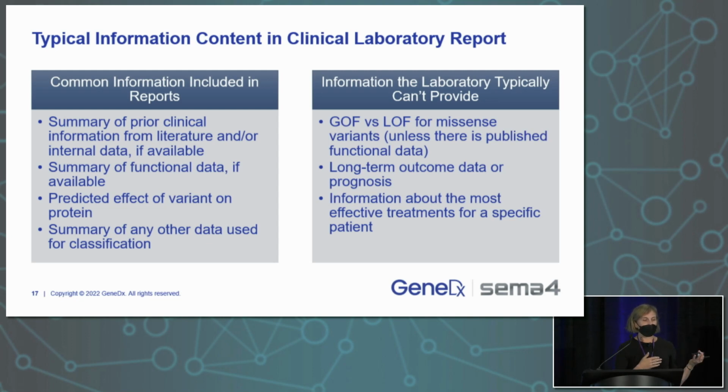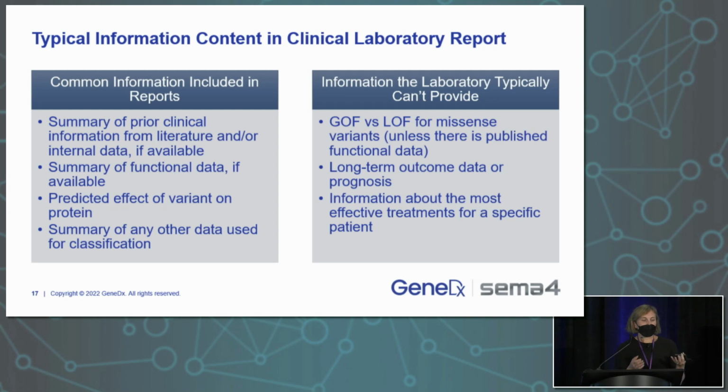Things we get asked about that sometimes we can't provide as a laboratory. Lena mentioned that missense variants can be gain of function, loss of function, or mixed. That's not something that we can tell from the sequencing that we do or from looking at the DNA. That can only come from functional data. If there's published functional data, we can include a summary of that, but we can't make that prediction just knowing the variant itself.